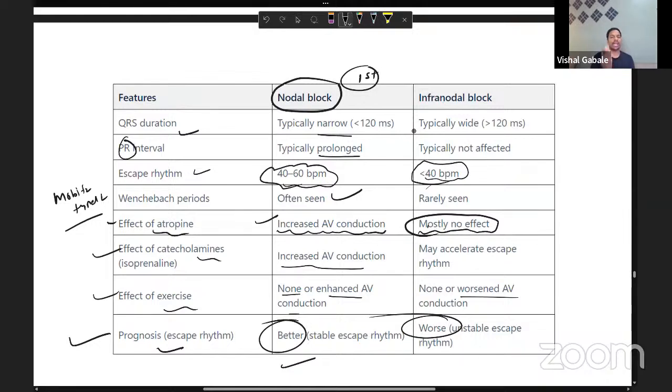So this is about the nodal and infranodal. What node are we talking about? We're talking about the AV node, guys. Okay. I hope there is no issue with that.